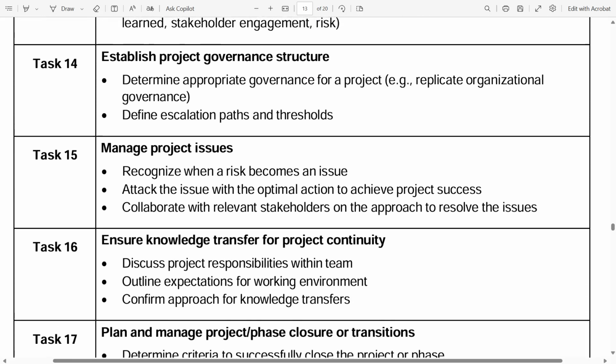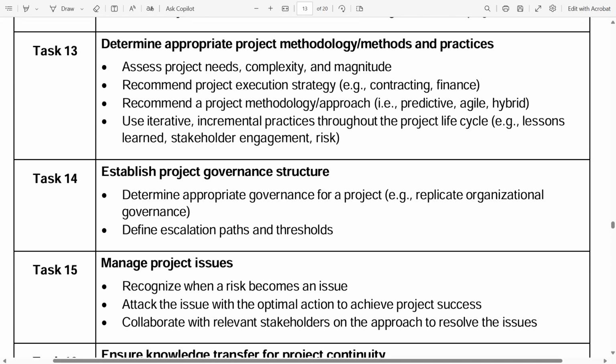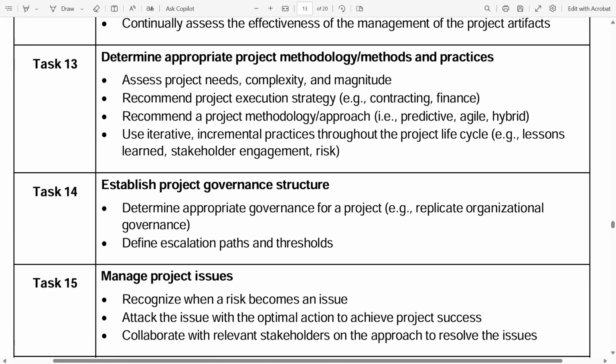What are they saying? What are they saying from a people perspective? Even though this is in the process domain, I would still ask the question, when I'm determining the appropriate project methodology, the methods and the practices, who needs to be in the room? Who are the stakeholders involved? Who makes a judgment call about which ultimate approach to use? You should be able to rationalize these points and speak to them.